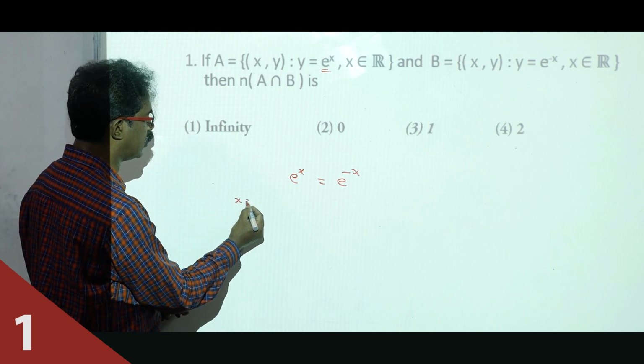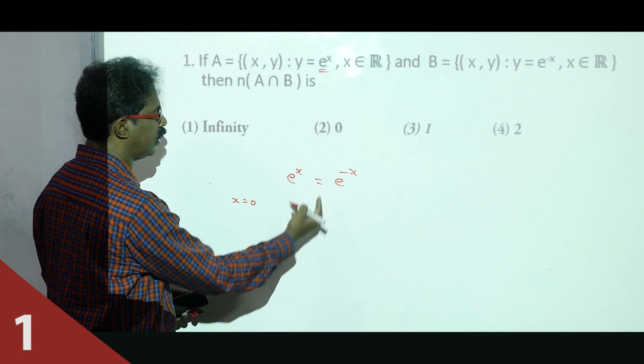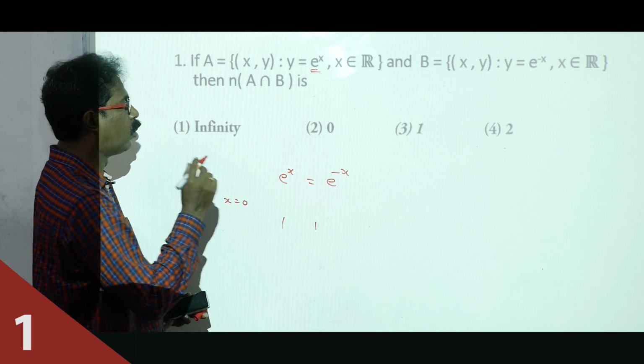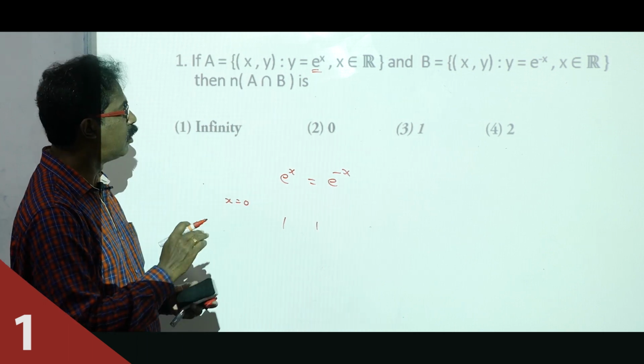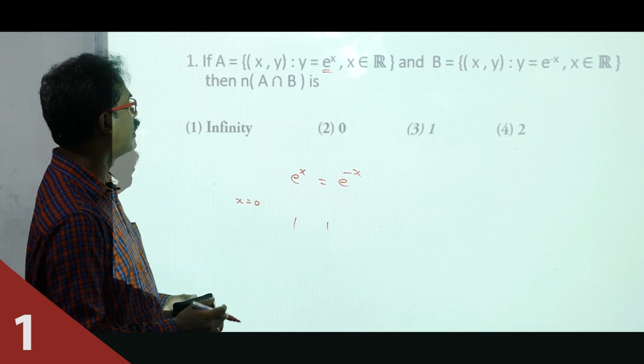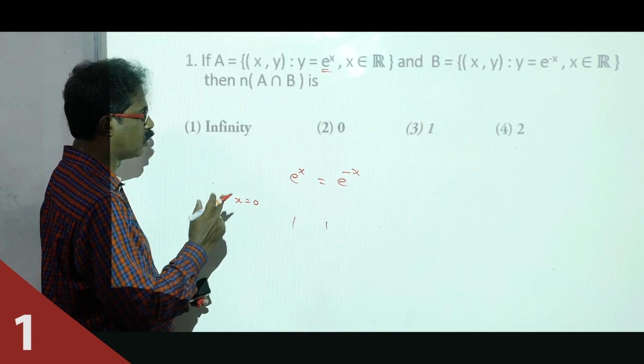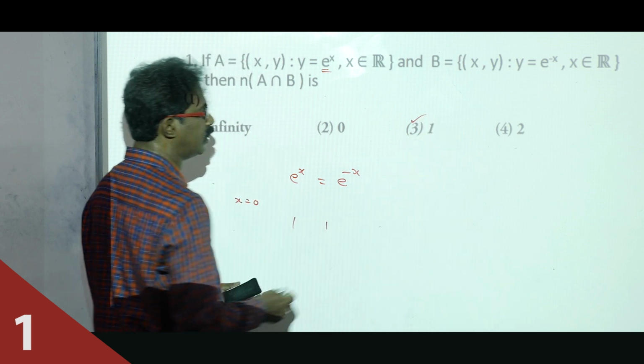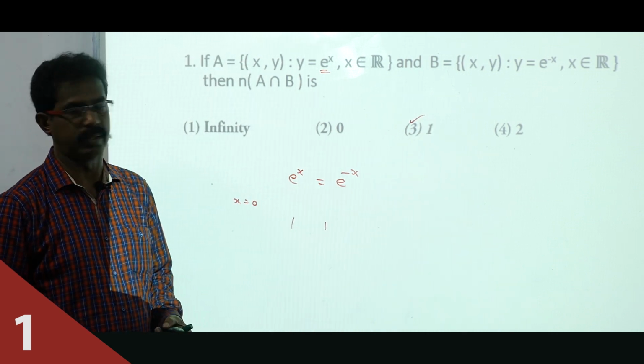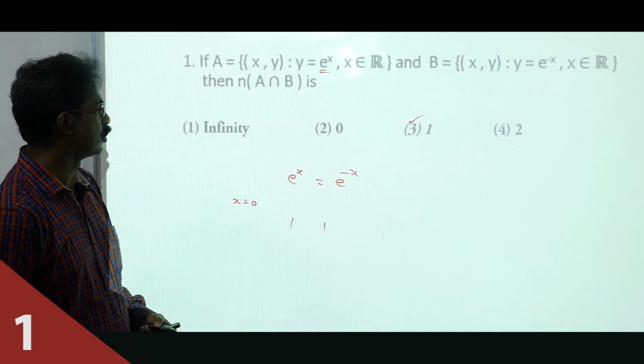When you put x equal to 0, e raised to 0 is 1, and e raised to minus 0 is also 1. Only in that particular case are both answers the same. So the number of elements common to A intersection B is only 1. So the correct option is the third one, which is 1. Now let us see the next question.